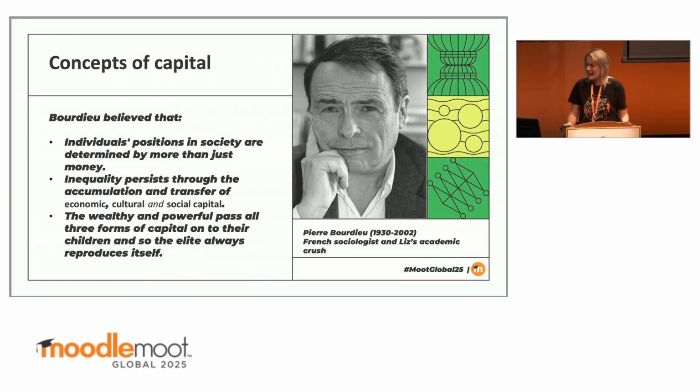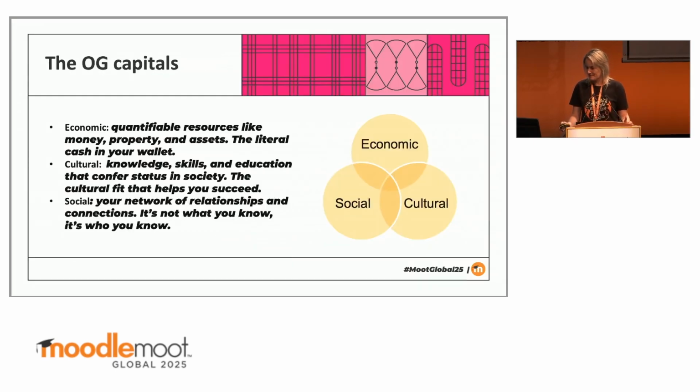Apologies for that. And Bourdieu, of course, he was a pessimist. He believed that because the wealthy and the powerful accumulate all these forms of capital, and they can pass them on to their children, the elite will always reproduce itself. So these are the capitals that he started with.